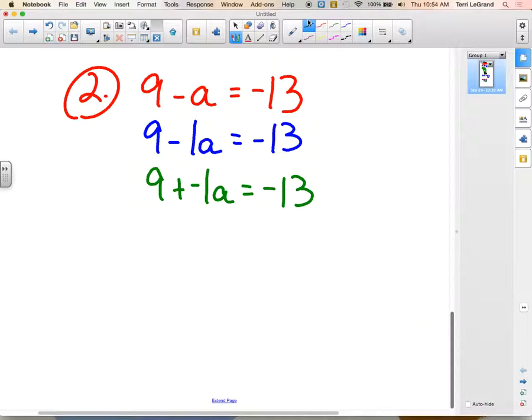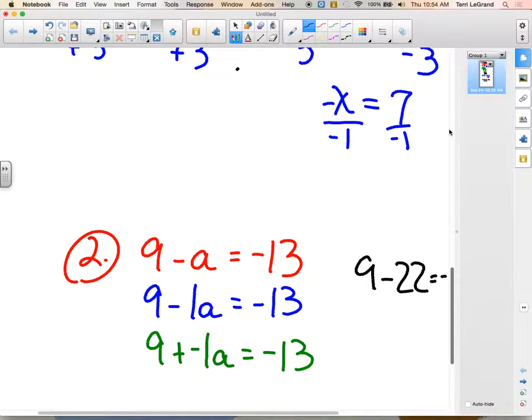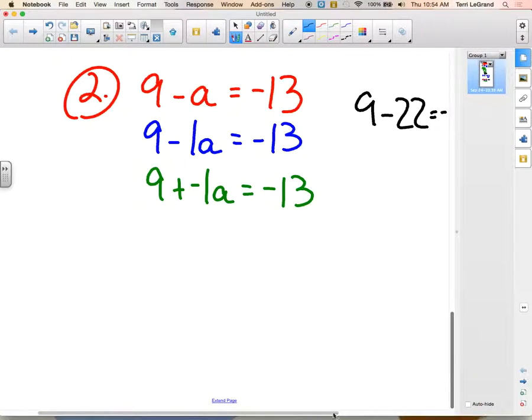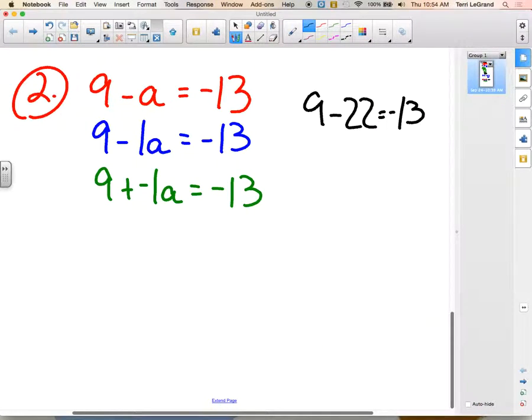Let me see if Jossie's was 22 for A, and Cody's was 4. Do either of those check out? Okay. 9 take away 22. Oh, I hate when we can't use a calculator. 9 take away 22. Well, I guess we could do this. We could start at 9 on the number line, and we could go back 22 spots, right? Can we do that? Okay.